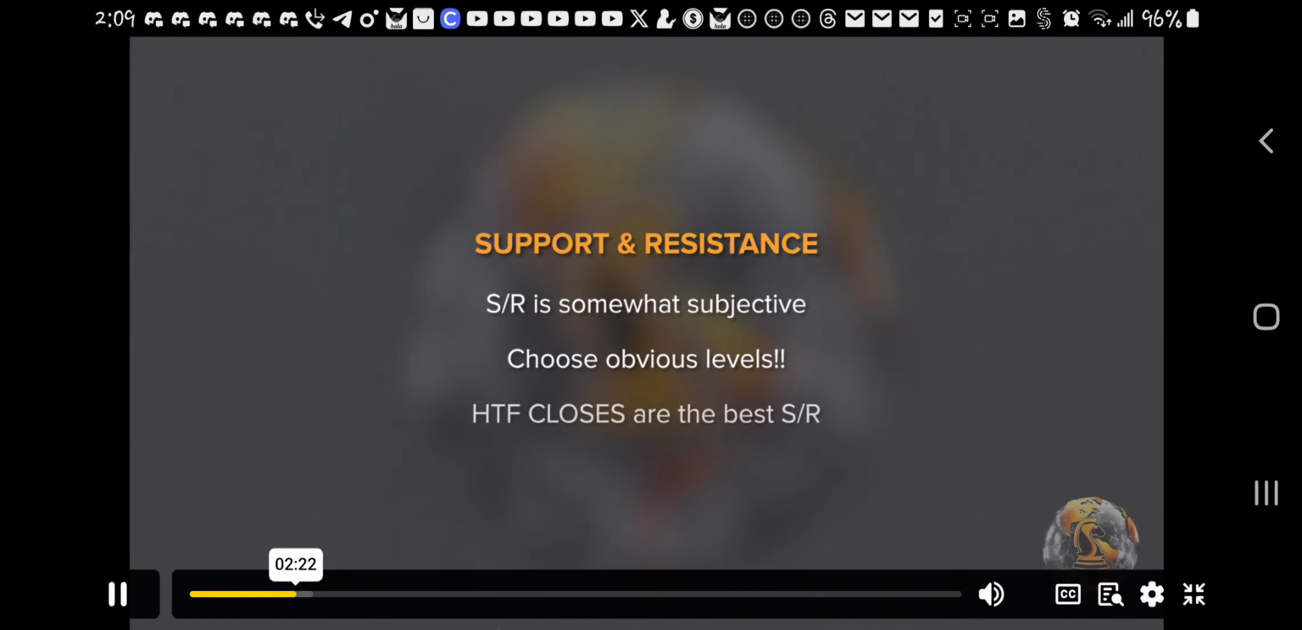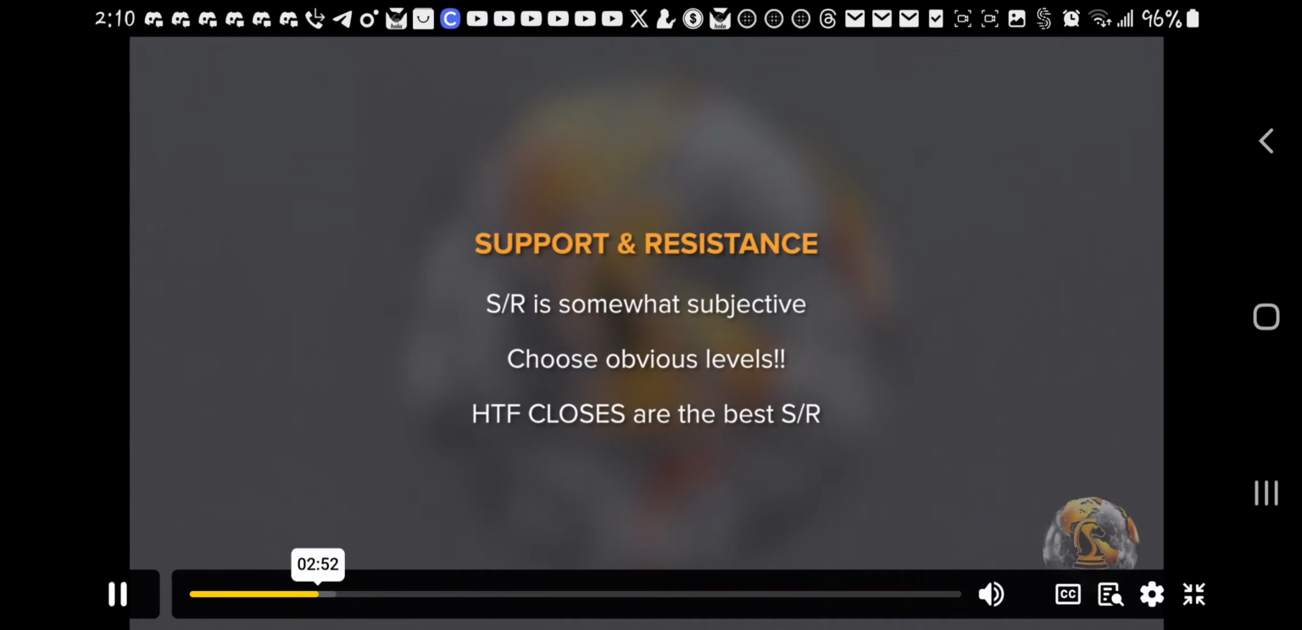Next, high time frame. That's what HTF means. High time frame closes are the best support and resistance. Closes means a candle close, so excluding the wick. And high time frame in this case doesn't have to mean any specific time frame, but the higher the better, the higher the more relevant. So I don't really go beyond a monthly. And so to me, monthly close is the strongest. The next would be weekly, and then the next would be daily. That's kind of your standard. And those are the ones you want to base most of your opinion on.